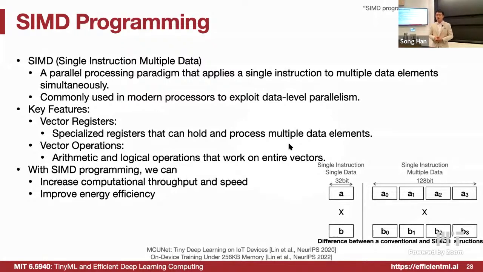So with such SIMD programming, we can easily increase the computational throughput and speed and increase the energy efficiency, since decoding the instruction has overhead, right? It's not free. Now you decode one instruction, but you can process it on multiple data. So we amortize such instruction overhead.